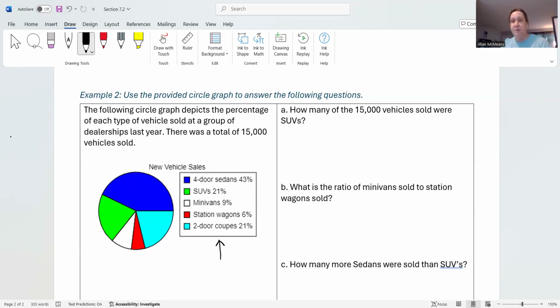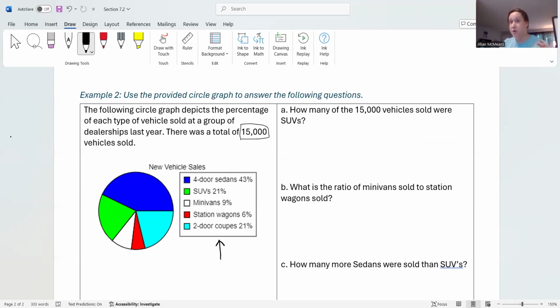So again, instead of labeling the individual circle graph, which they'll sometimes do, they just gave us a key here so it doesn't get so jumbled. So we have it broken down by color, okay? So you can see that the dark blue represents four-door sedans, and 43% of the total vehicles were four-door sedans. The green is SUVs, which is 21% of the total cars sold. White is minivans, red station wagons, and then the light blue is the two-door coupes, okay?